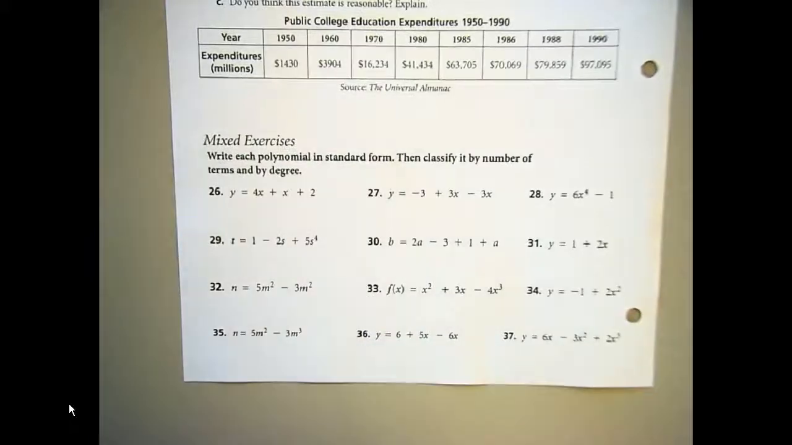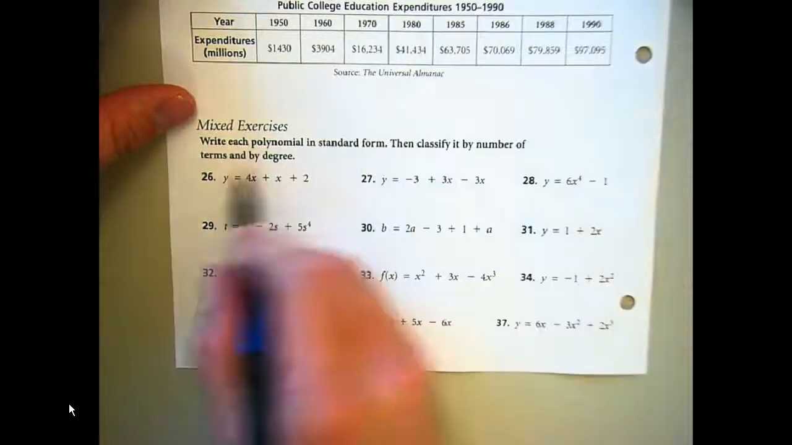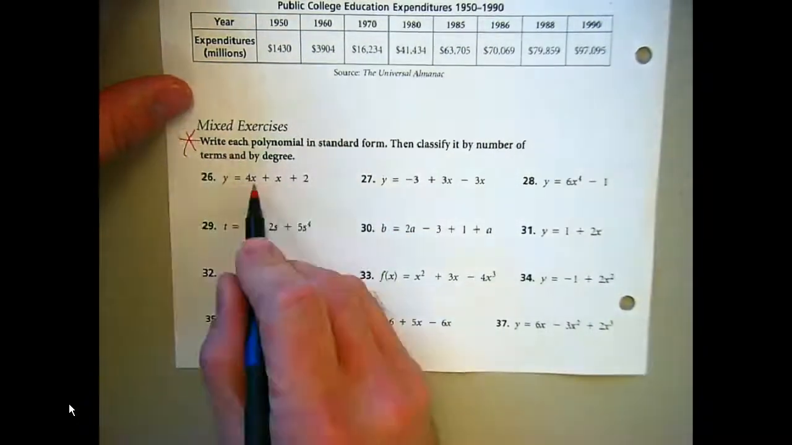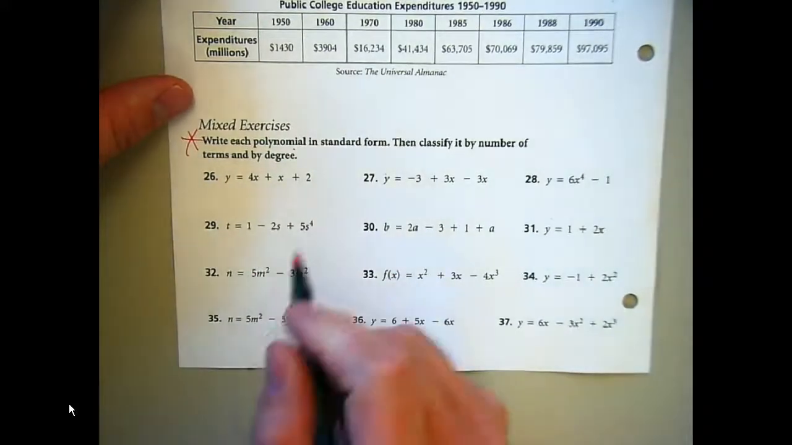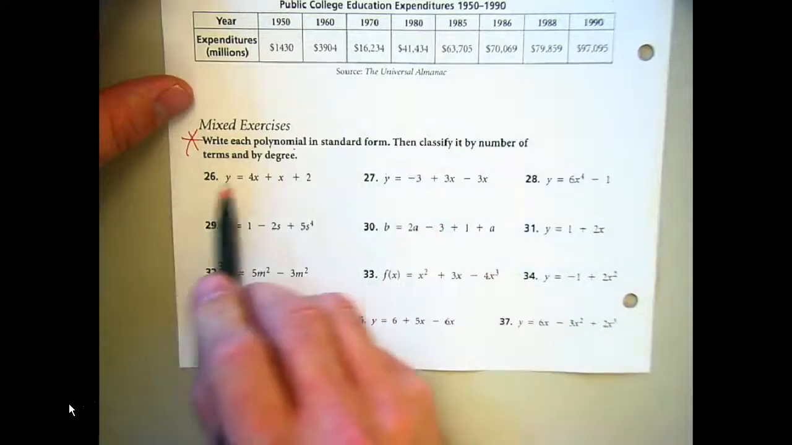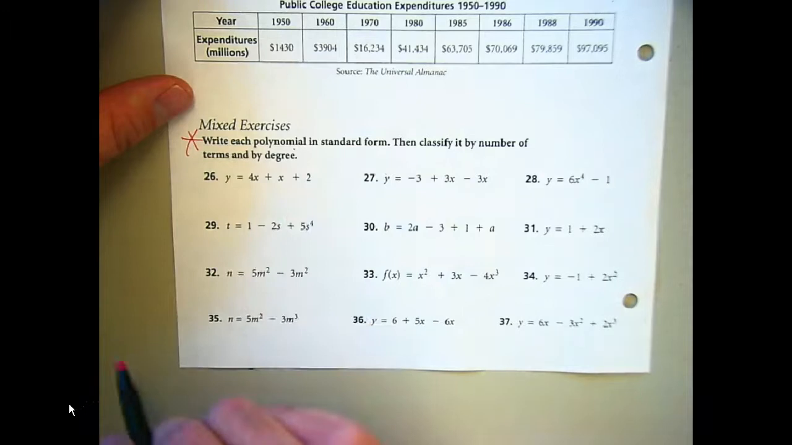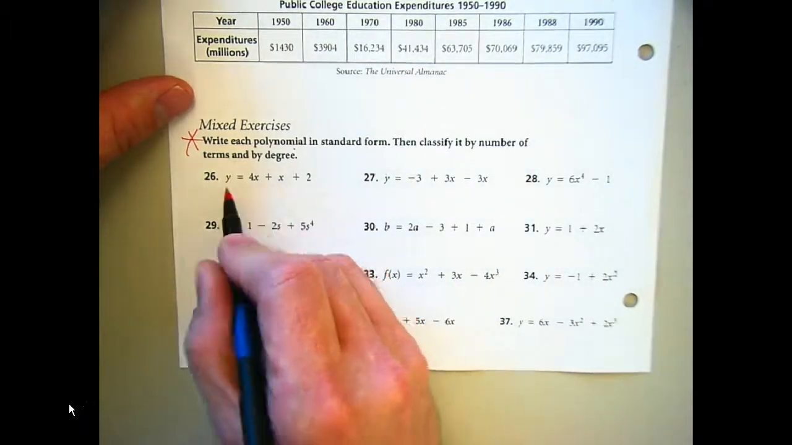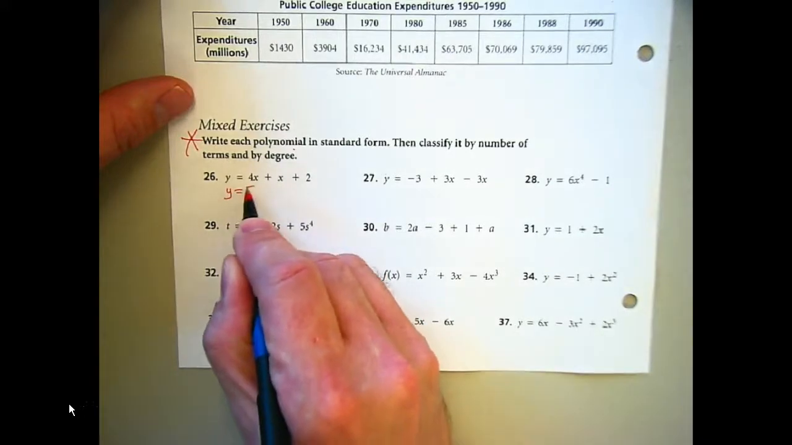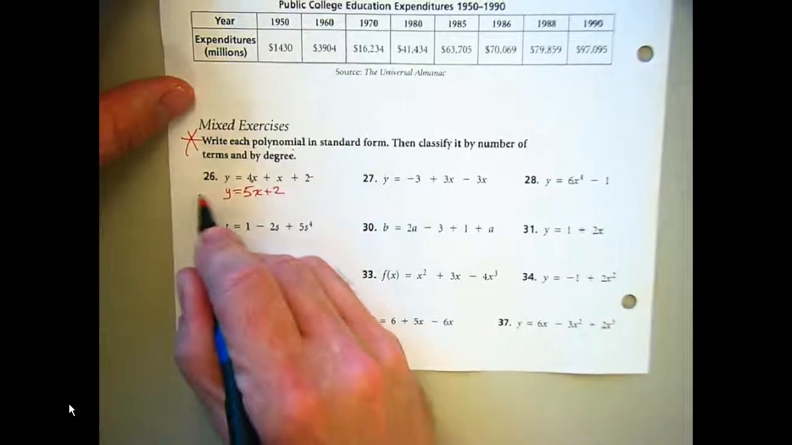Next. Down here, you must do this. You need to do all of these, and please note that it says write it in standard form first. You cannot figure out its degree and the number of terms until you write it in standard form. I guess you could figure out the degree, but the number of terms you don't know. You can't classify it. So when this becomes y equals 5x plus 2, that goes from a trinomial now to a binomial. You're classifying that.